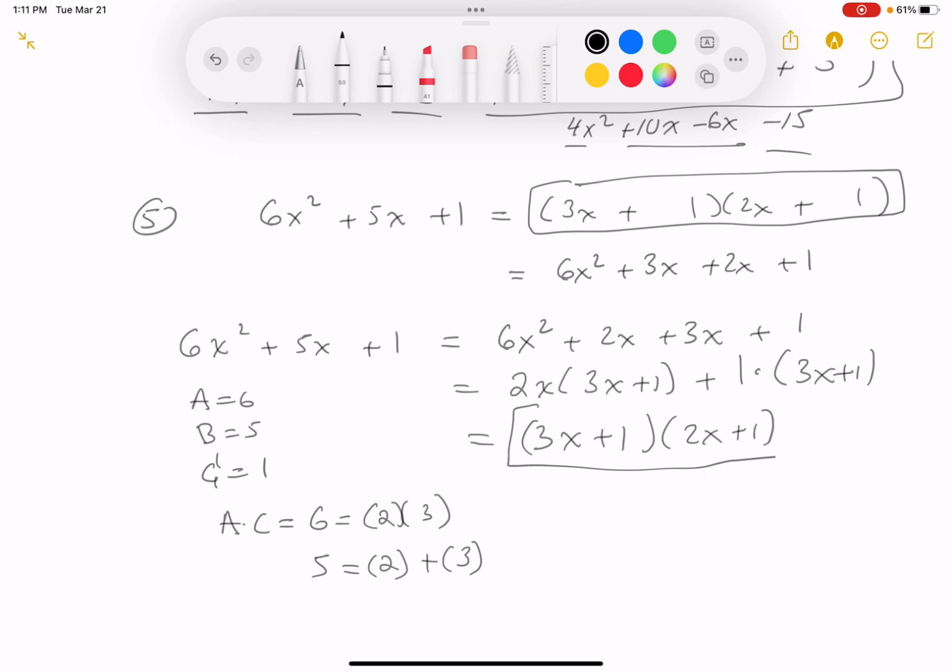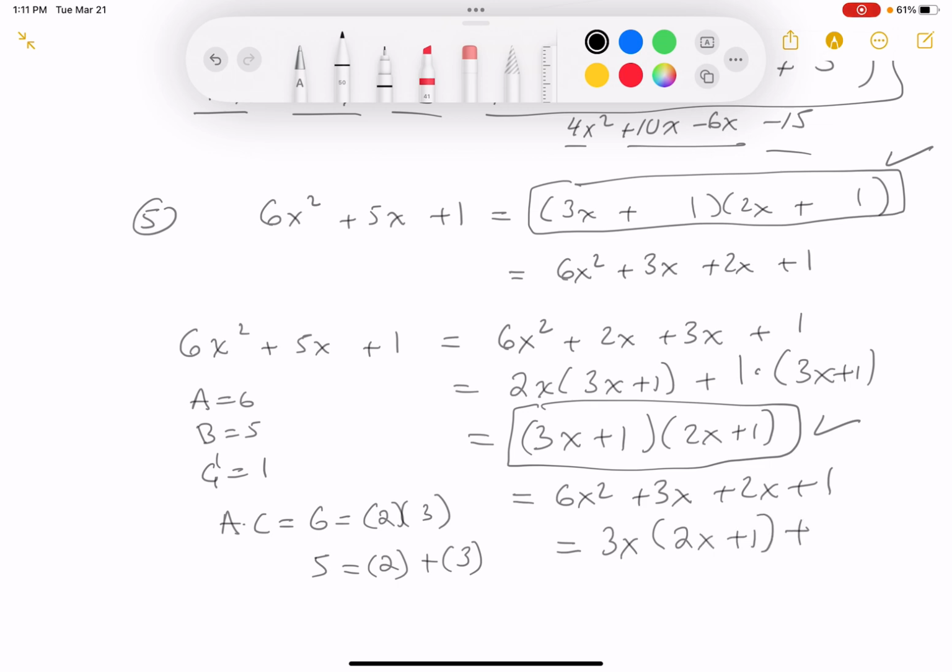All right, do we get the same answer? Of course we get the same answer. Let's say you chose 6x squared plus 3x plus 2x plus 1. You're still going to get the same answer. Factor out 3x. What do you get there? 2x plus 1. Factor a 1 out from the second group, which is going to be 1 times 2x plus 1. I'm going to factor out 2x plus 1 now. It's a common factor. We're left with 3x plus 1.